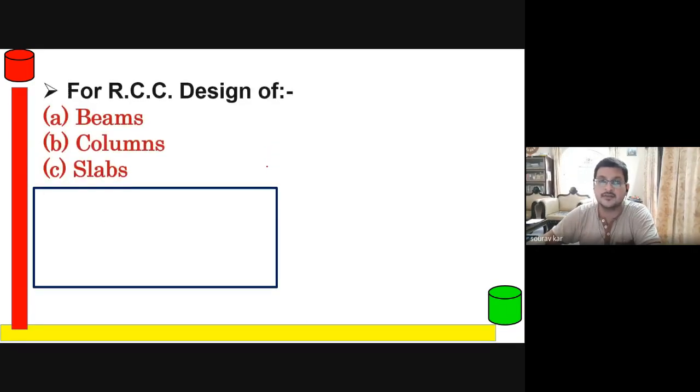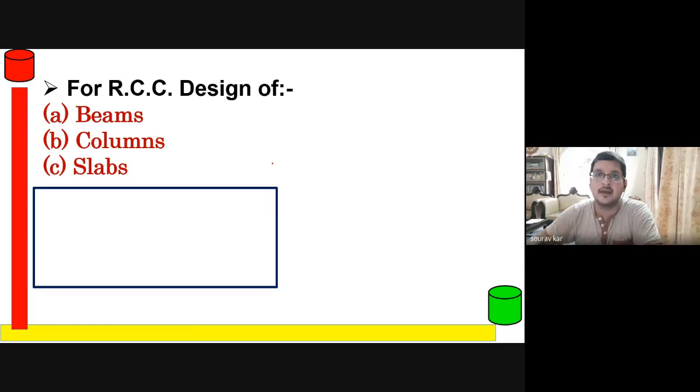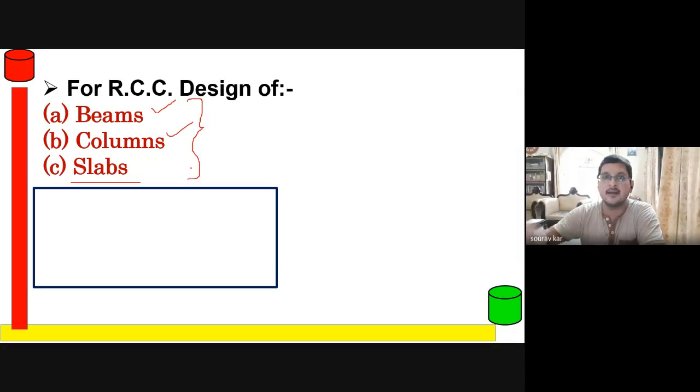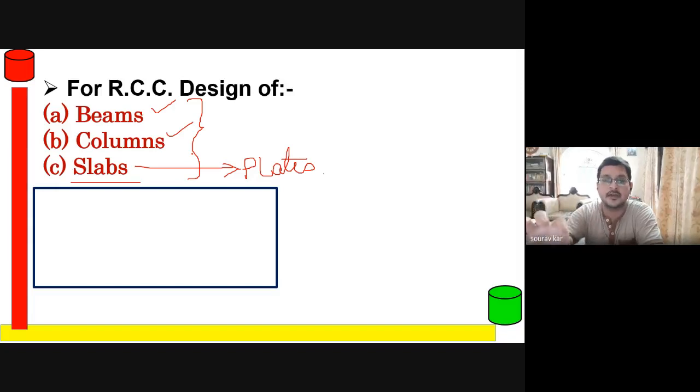Today our main task is RCC design of beams, columns, and slabs. Why did I put this slab option? Because from the same option of beams and columns, we can also design slabs. But slabs we can only design if we have plates constructed. Without plates, slab design will be useless. We cannot design slabs.